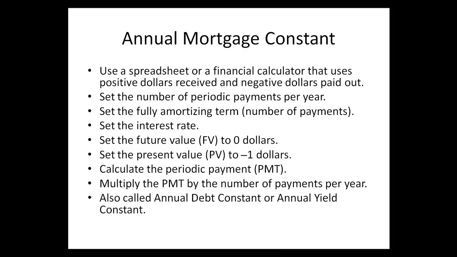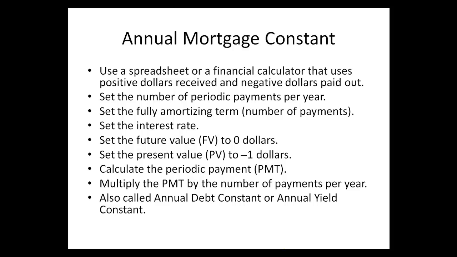This is fully amortizing. Set the present value to negative $1. This is money paid out. And you'll receive a periodic payment and $0 for a future balloon value. You calculate the periodic payment for that $1 loan that fully amortizes over the amortization term.